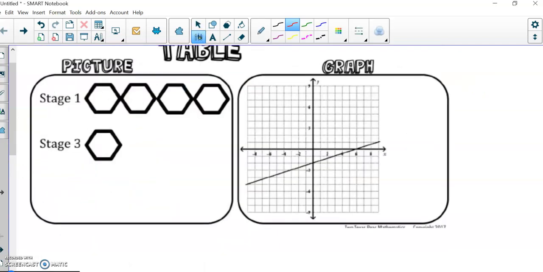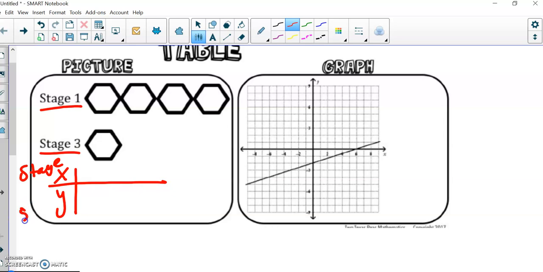Our last two examples are a picture representation and a graph representation. In this picture, we're talking about stage 1 and stage 3. I can create a table where X represents the stage that you're in, and the Y represents the shape, how many shapes there are. So in stage 1, there were 4 shapes, and in stage 3, there's 1 shape.